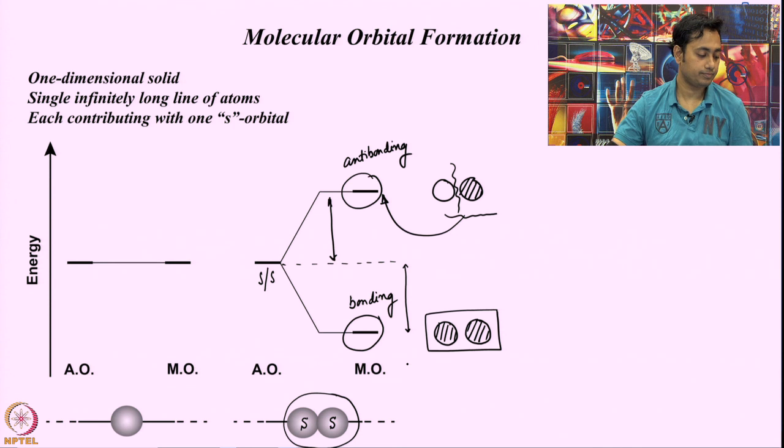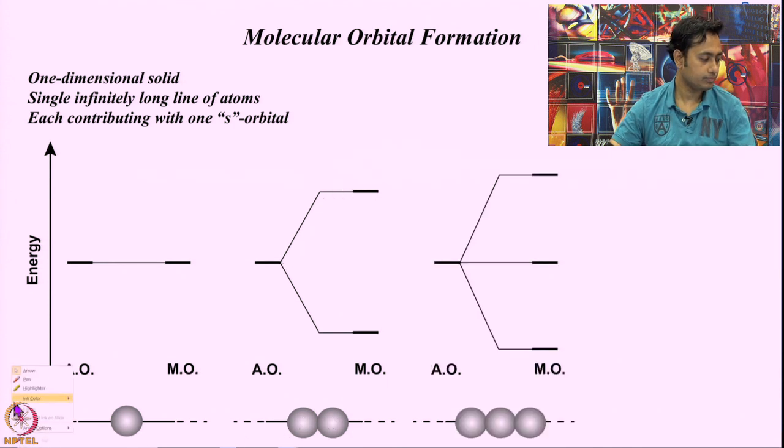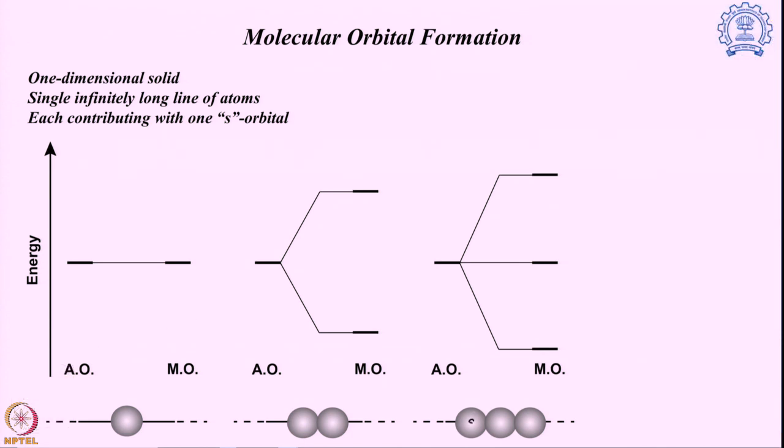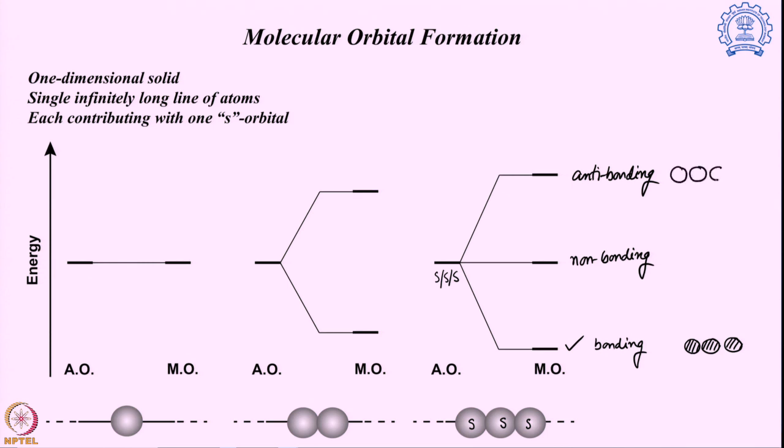Now let us bring the third one. Over here we have now brought the third s orbital, and when all three s orbitals combine, it is still giving one bonding, one anti-bonding, and very interestingly, one non-bonding orbital. That is because in the bonding interaction, all the s orbitals can come in the same phase and interact. During the antibonding interaction, we can have a maximum of two nodes present. So this set of three s orbital interaction gives the antibonding interaction, which is the maximum antibonding interaction we can find.